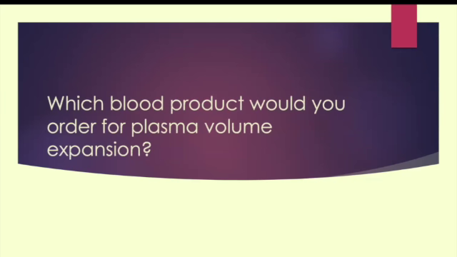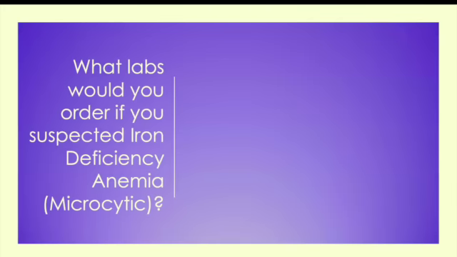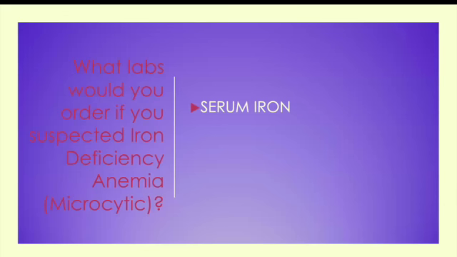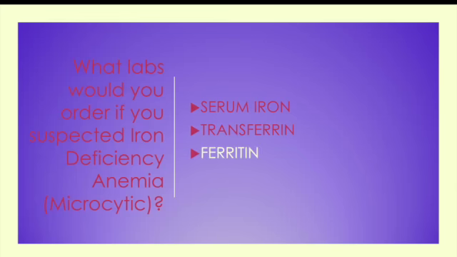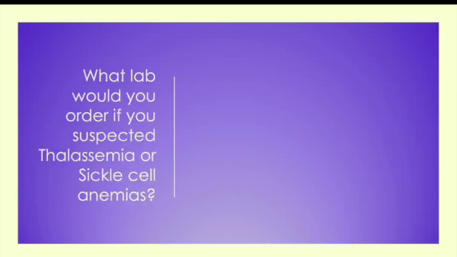Which blood product would you order for plasma volume expansion? Albumin, that big protein. Okay, so what labs would you order if you suspected iron deficiency anemia? We kind of went over this already, but let's see here. We get the serum iron, because that's going to be low, right? The transferrin is going to be high, because when the iron is low, the ferritin also is going to be low, which is the same thing as serum iron.